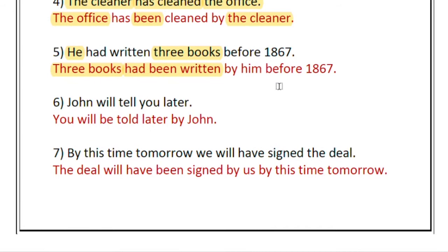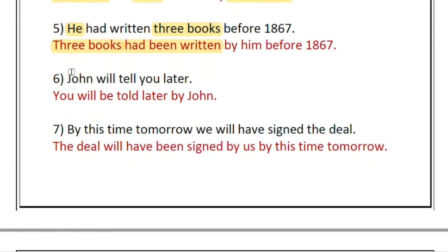3 books. Now had written will become had been written by him before 1867. Coming to sentence 6. John will tell you later. So John is the subject. So John comes in the end in case of passive. Now John will tell whom? Who is the object? You. So you will come in the front. So will tell will become will be told. So you will be told later by John.